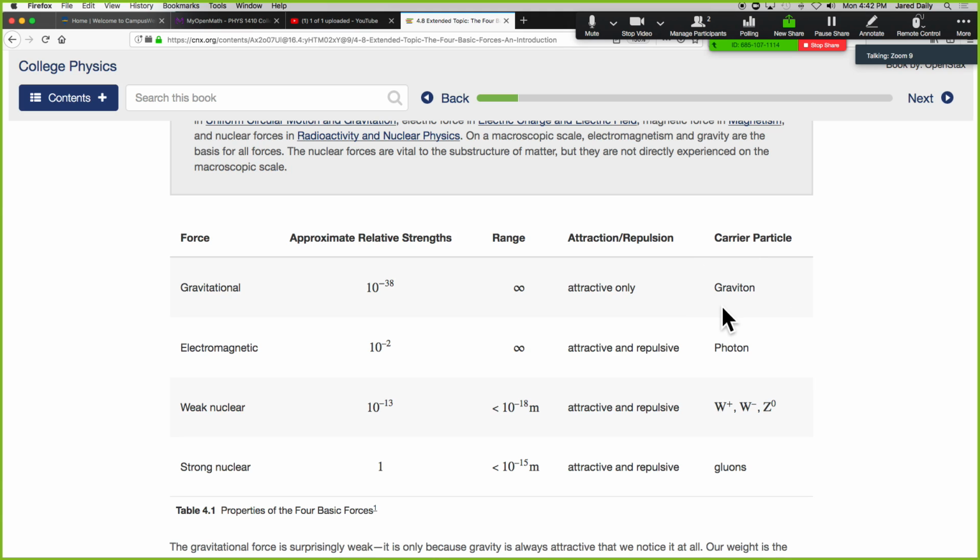But we call it the graviton. We assume that it's there because all the other forces have a particle associated with them. This particle, the graviton, would be a particle that has no mass. The electromagnetic force is another very common force in our experience, but we didn't really understand much about it until recently.